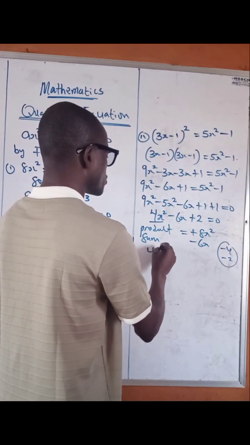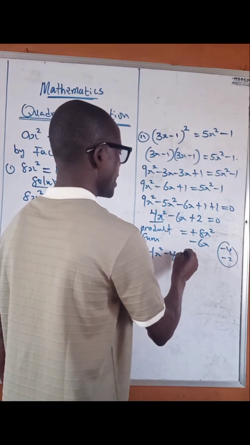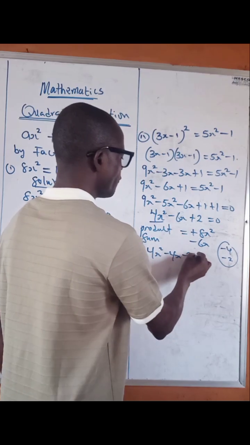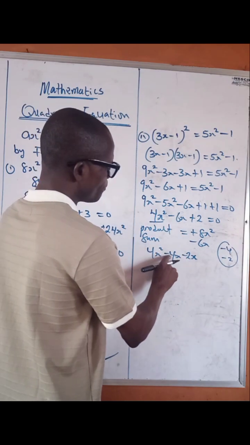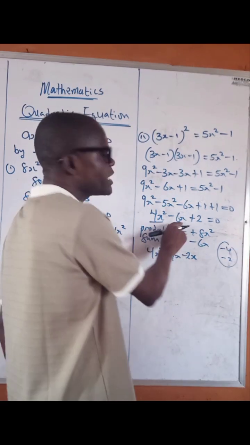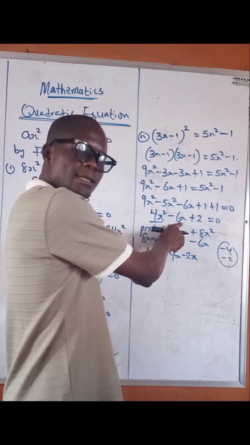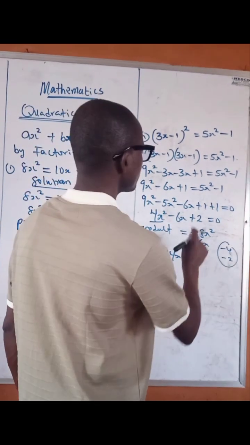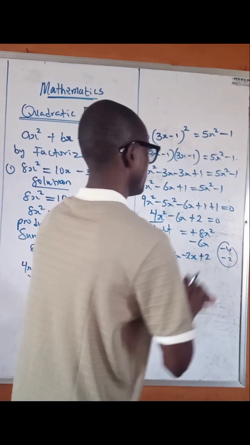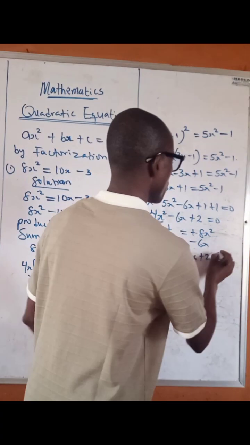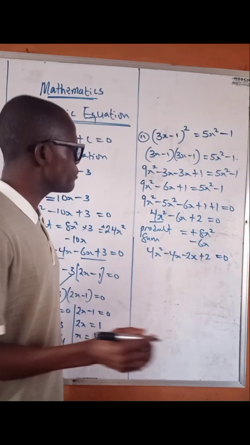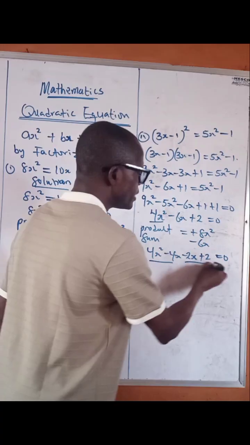Now, you are bringing the 2 numbers to replace it. So we have 4x squared minus 4x minus 2x. Don't forget, when you use the 2, minus 4x minus 2x still gives you minus 6x. Are you getting it? Then plus your 2 equal to 0.